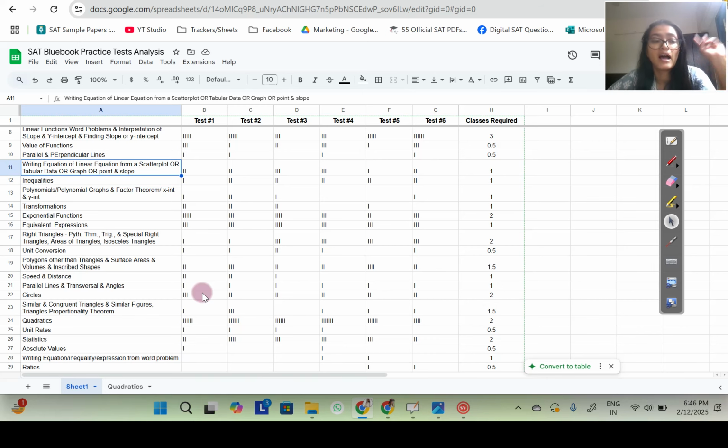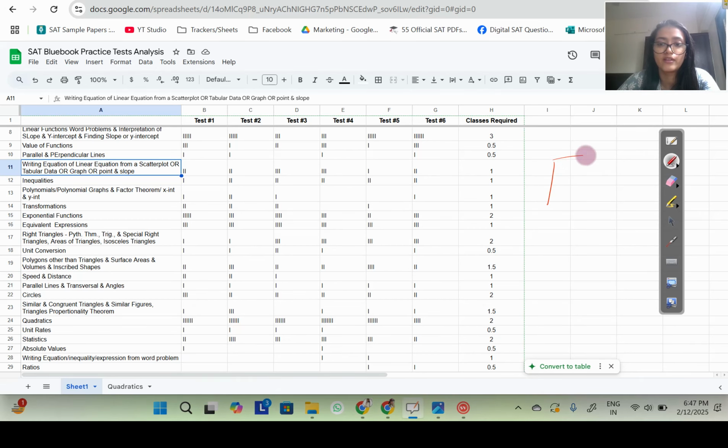Then you will get two or three questions based on writing a linear equation from either a scatter plot. I have seen one question in which there is a scatter plot and you have to write the equation of the line of best fit that will pass through that scatter plot. Or you have to write the equation from tabular data in which ordered pairs are given.